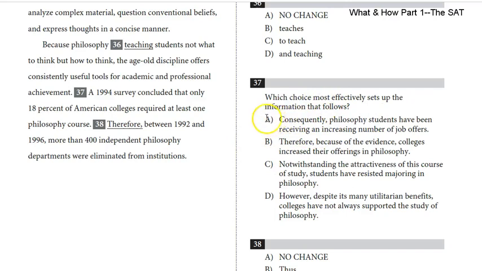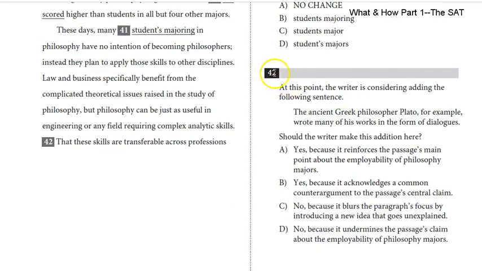So when you don't have a no change option, that's your clue that it's a logic-based question. And here's an example. Question number 42 says, at this point the writer is considering adding the following sentence, and then it gives you the sentence, and then it asks you, should the writer do it or shouldn't the writer do it? So that's another logic-based question in addition to all the grammar-based questions. Okay, that's a quick look at the writing and language section.